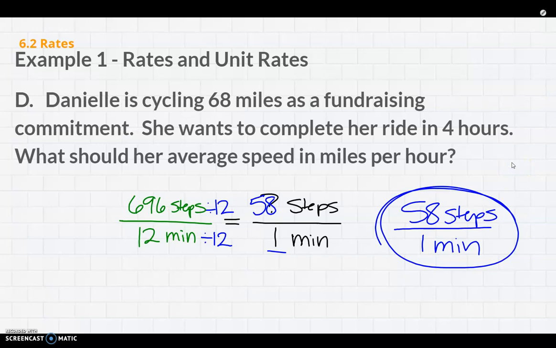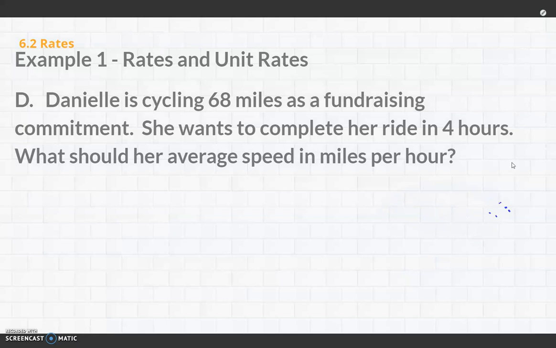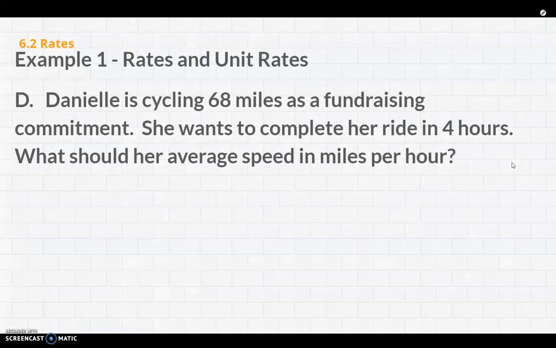Danielle is cycling 68 miles as a fundraiser commitment. She wants to complete her ride in 4 hours. What should her average speed in miles per hour be? Okay, so I want to know her speed per 1 hour. What should her miles be in 1 hour?